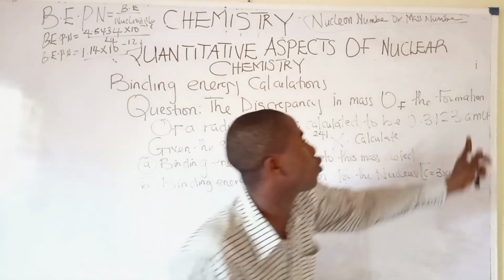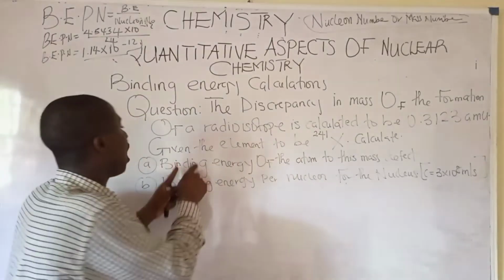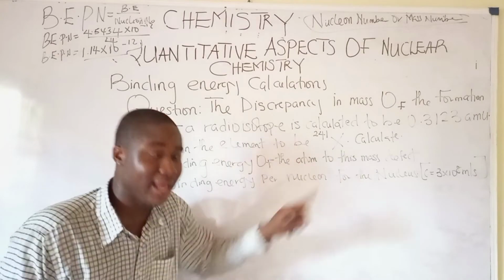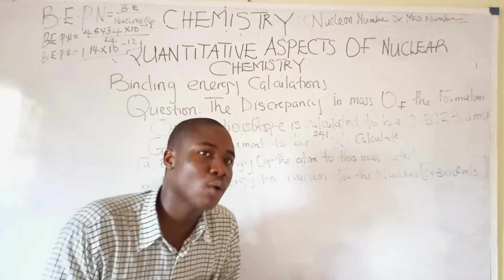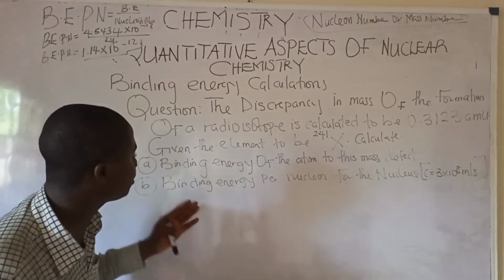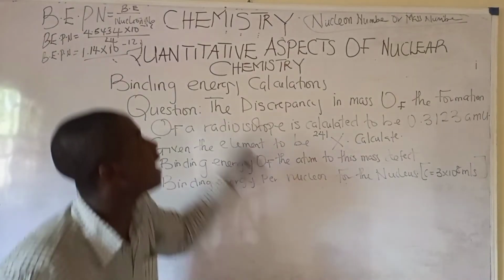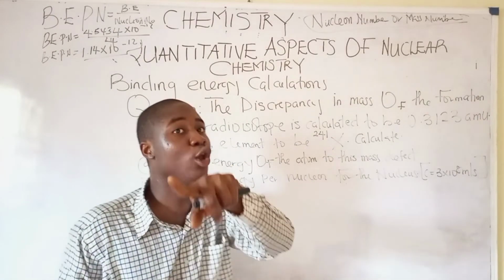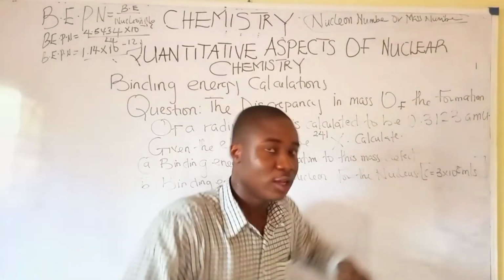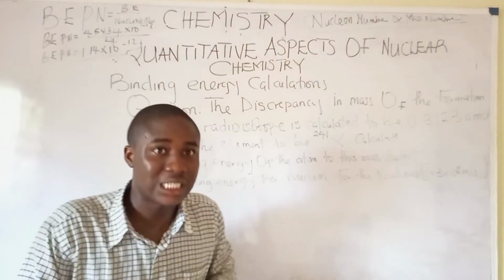So what we have to do now is to convert the mass defect from AMU to kilograms. After that, we calculate for our binding energy. The binding energy of that, whereby 241 here is the mass number of the atom. The atom is unknown, but it's the mass number of the atom. And the question says calculate the binding energy per nucleon. So after solving the binding energy, we now divide by the mass number or the nucleon number. That's why it's per nucleon. So you can remember I said nucleon number is same as mass number. So basically, I believe now this aspect on the binding energy calculation is made easy.